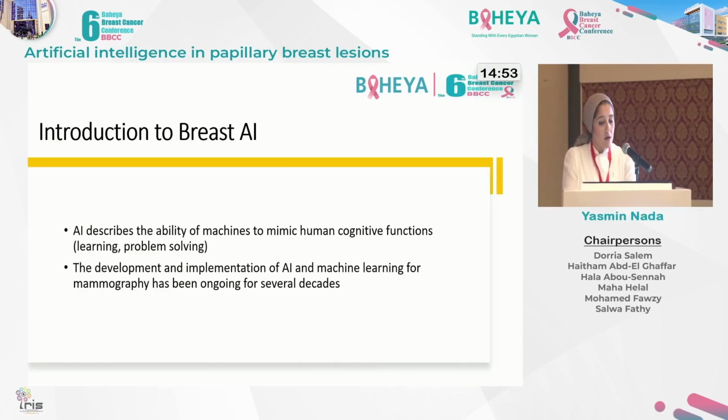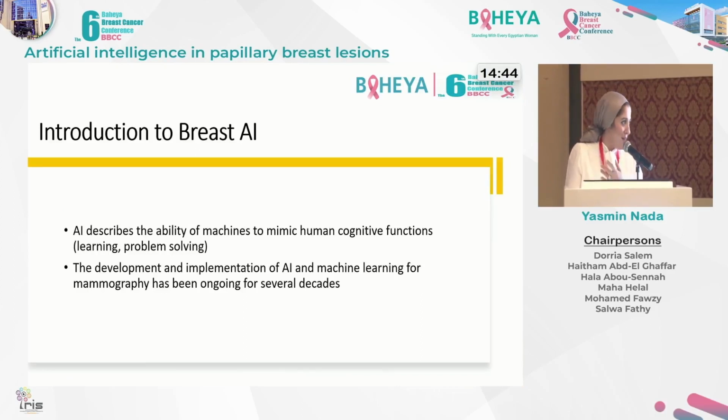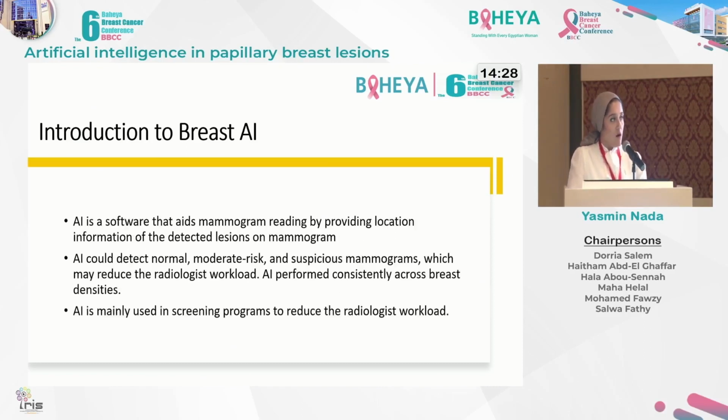What is AI? AI describes the ability of machines to mimic human cognitive functions like learning and problem solving. The development and implementation of AI and machine learning for mammography have been ongoing for several decades. AI is software that aids mammogram reading by providing location information of the detected lesions on the mammogram.